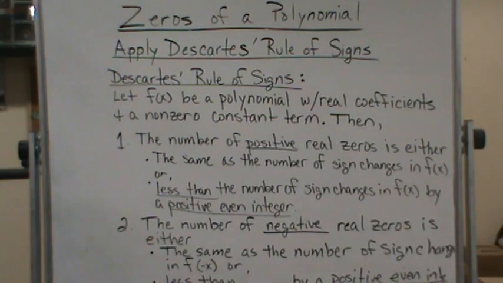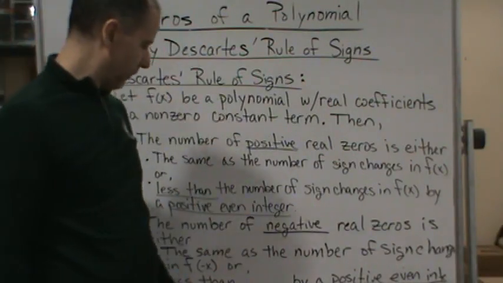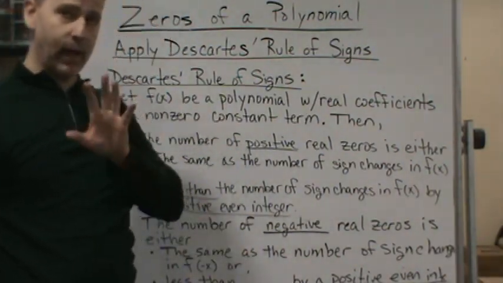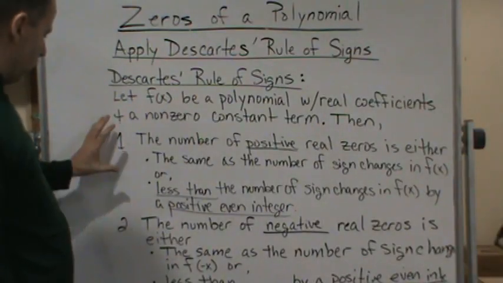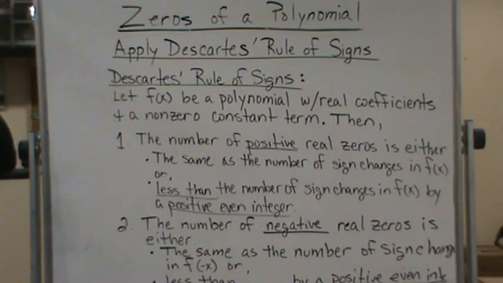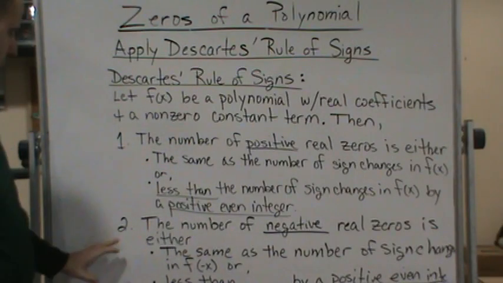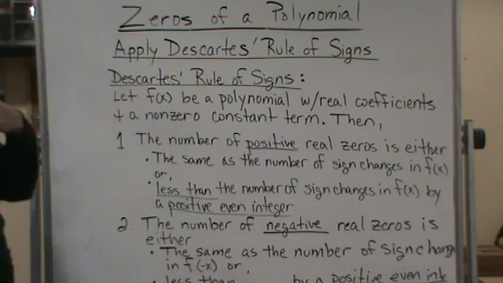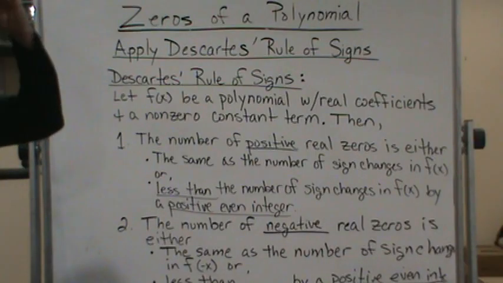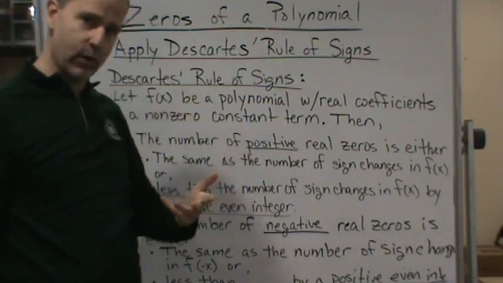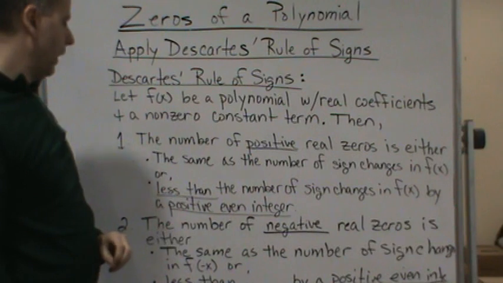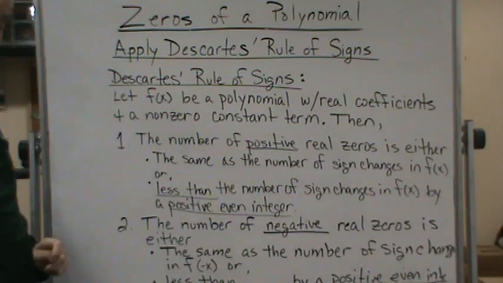So Descartes' rule of signs works like this. Now I don't have the whole thing written down, and the bottom kind of got cut off, but I'm going to explain it to you because number 1 and number 2 are very similar. One deals with positive real roots, number 2 deals with negative real roots. They're very similar in how you determine the number of negative and positive roots.